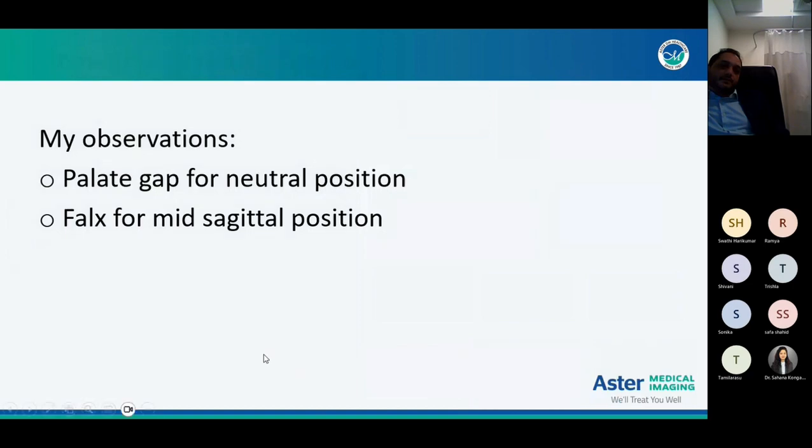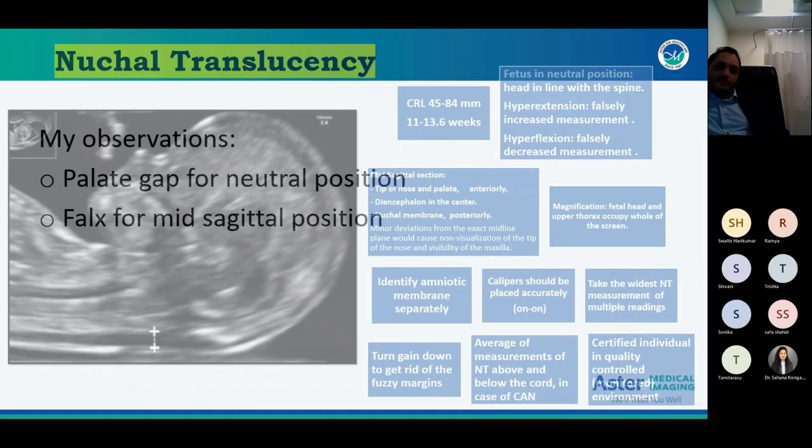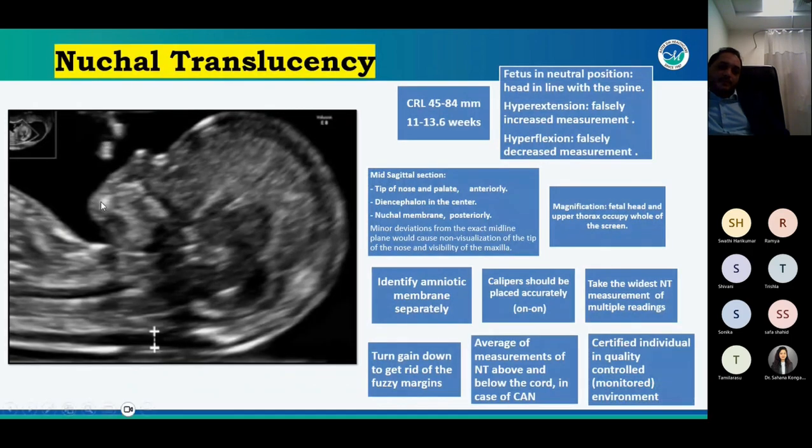So I have some of my own observations in this. I have this habit of making my own observations, describing my own techniques. For example, in fetal echo, I have described several techniques, and even in this nuchal translucency, I have made some observations. So many people have described what a mid-sagittal section is. Mainly for nuchal translucency, the attention is given to the mid-sagittal section and neutral position. So these two things I have made some observations on.